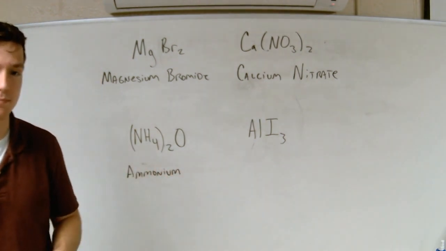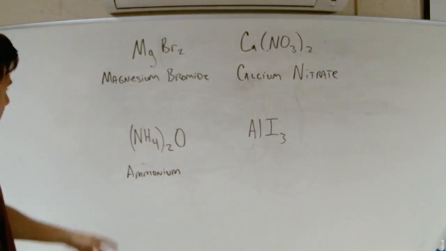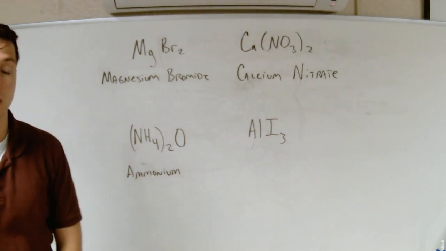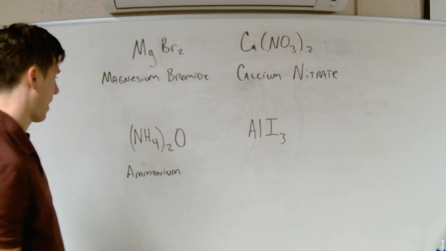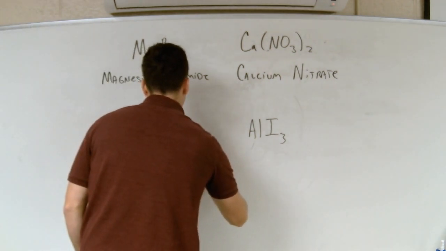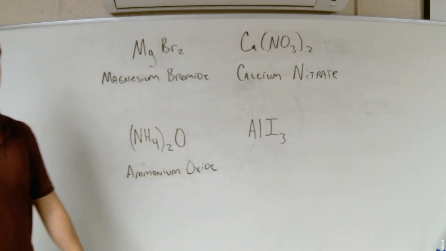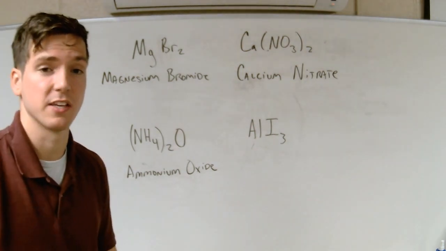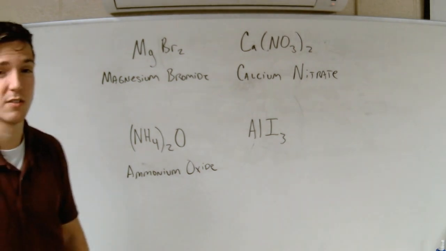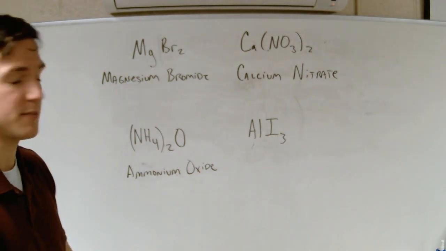Okay, ammonium. And then that second element by itself is oxygen, but we don't say ammonium oxygen, we say ammonium oxide. Right, ammonium oxide. If an element by itself is second, you always change the suffix to ide.